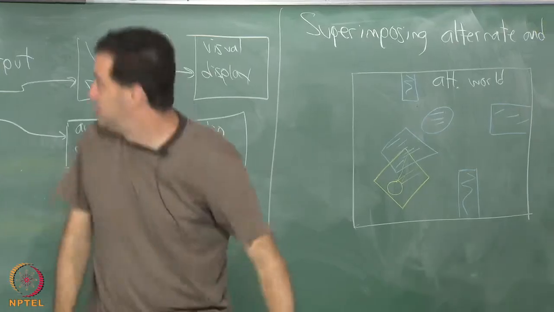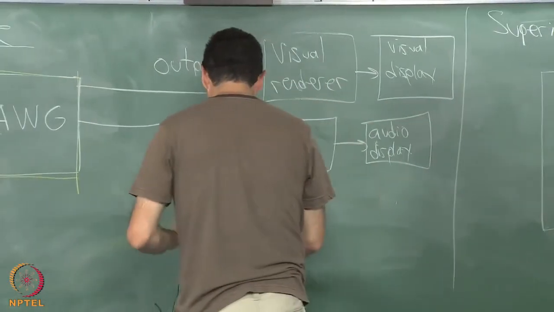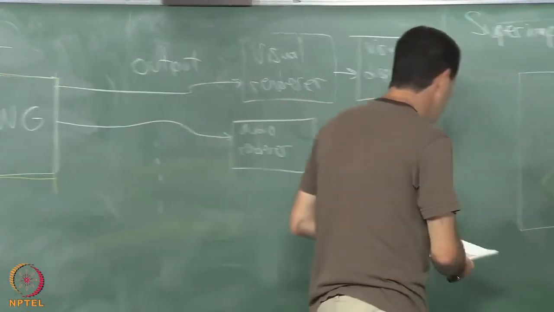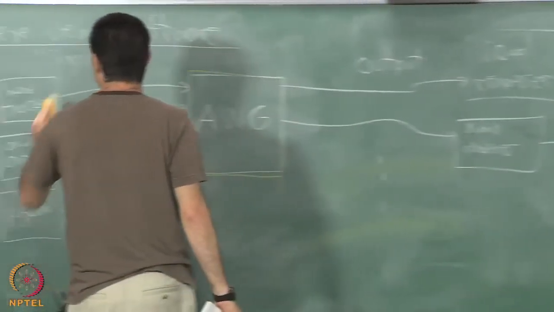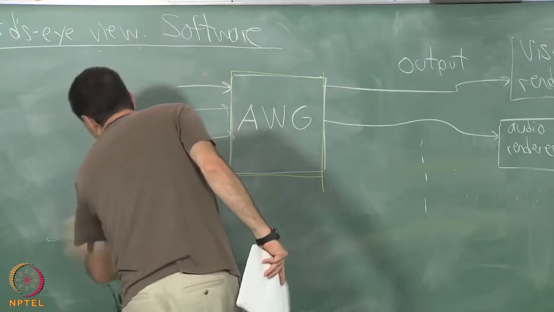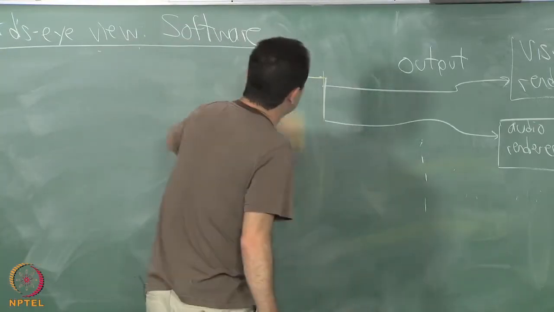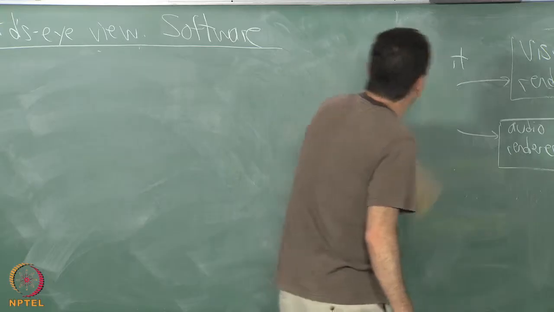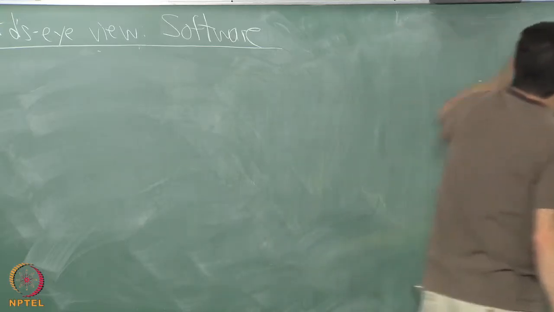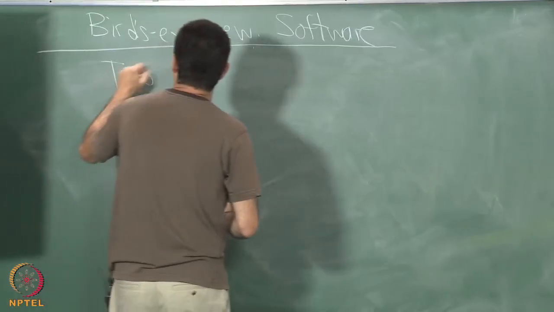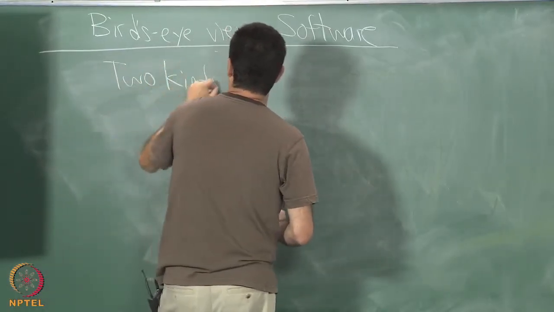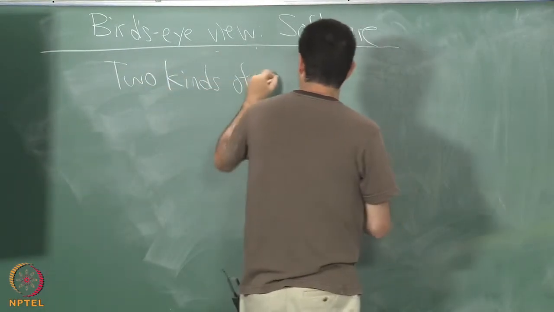So I want to talk about different kinds of self-motions, and then we'll get on to the sensation and perception part, which is the final part of the bird's eye view. So self-motion is a very important concept in virtual reality. We call it ego motion or self-motion. So there are two kinds of self-motion.